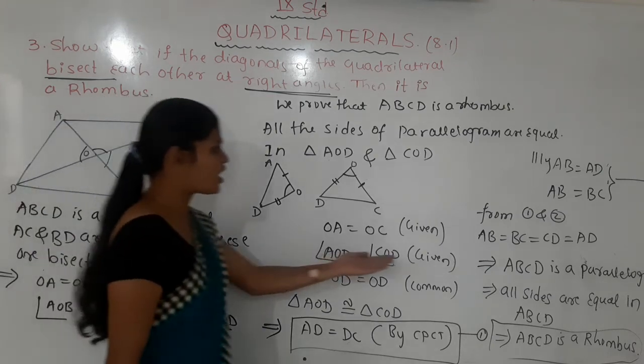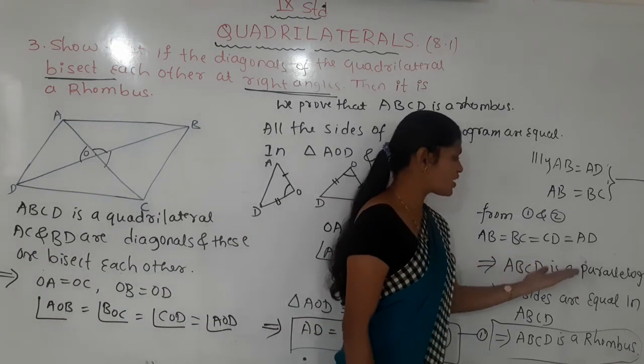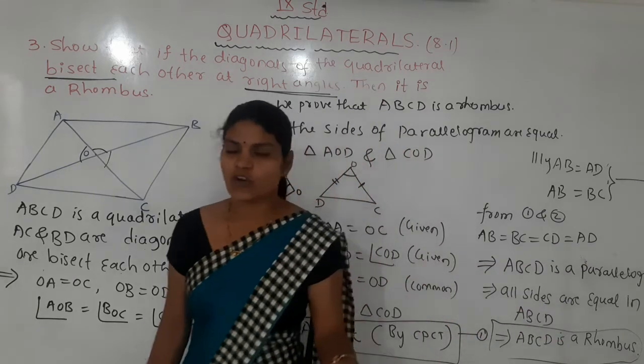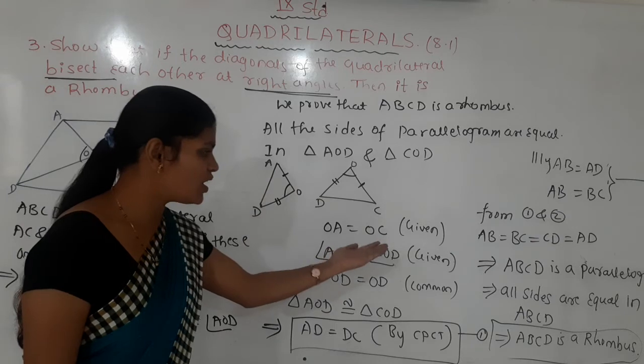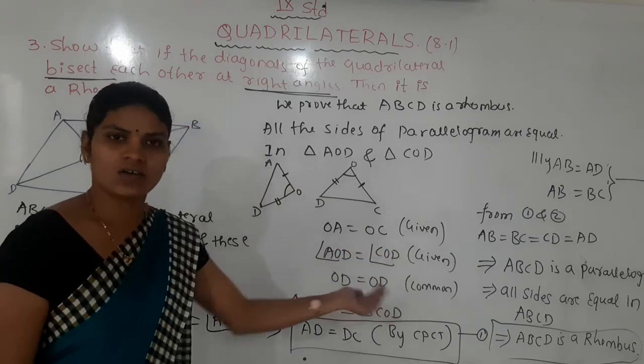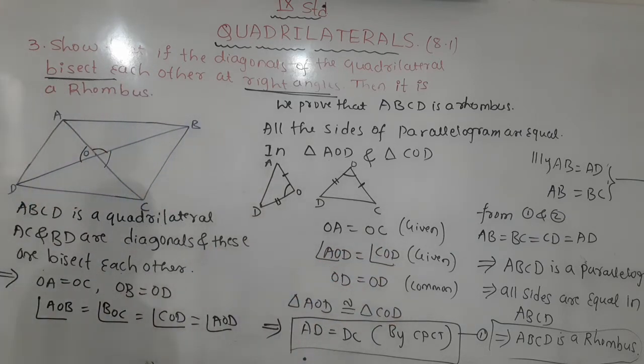Automatically we will get all four sides of this quadrilateral are equal. Then it becomes a parallelogram. This parallelogram with all four sides equal is a rhombus. I hope all of you got it. Just pause the video and take it. Next we will go to the fourth question of this exercise 8.1.